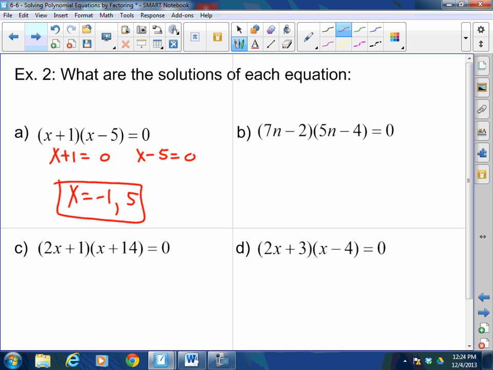I'm skipping the work because I know you know how to do it. Just in case for anyone out there that just got stuck, subtract 1 from both sides. X equals -1. Add 5 to both sides. X equals 5. Okay?